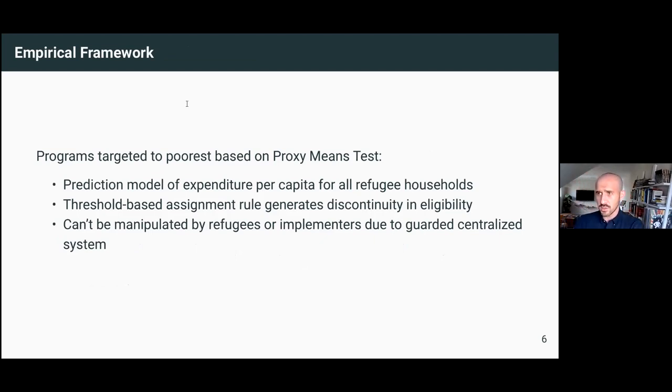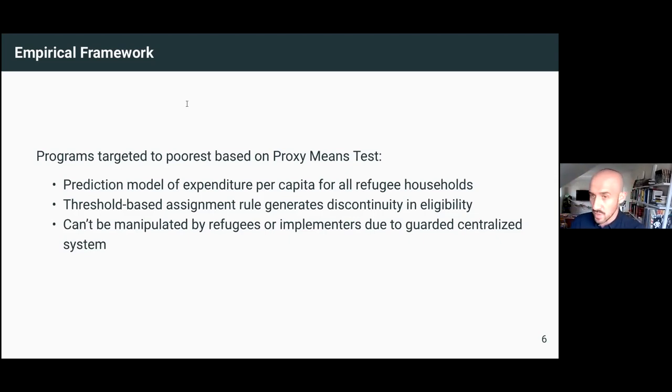The program is targeted based on a poverty means test. So the basic idea is to come up with a prediction model that ranks families from the most vulnerable to least vulnerable and allocate the resources based on that ranking. The exact number of households reached depends on the yearly budget. So every year this cycle restarts.